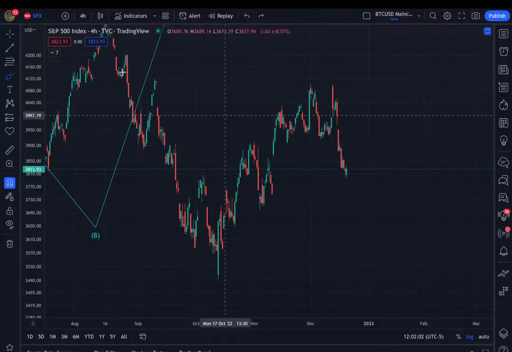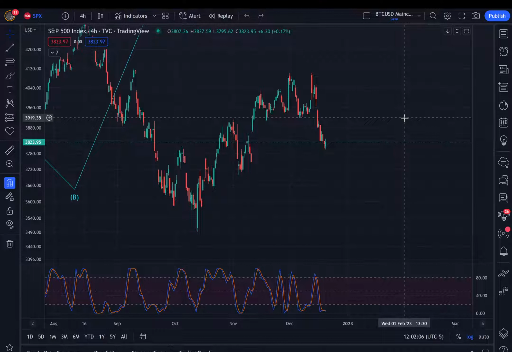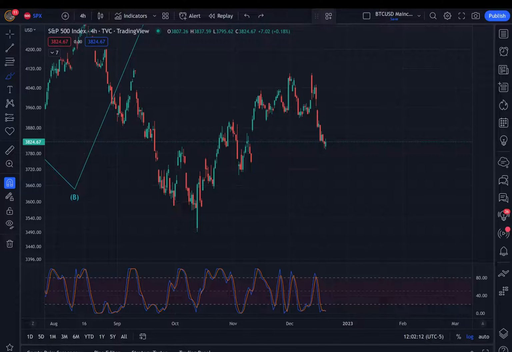Let's look at our indicators. Look at that. Would you look at that? 4-hourly time frame. Double bottomed on the stochastic RSI.